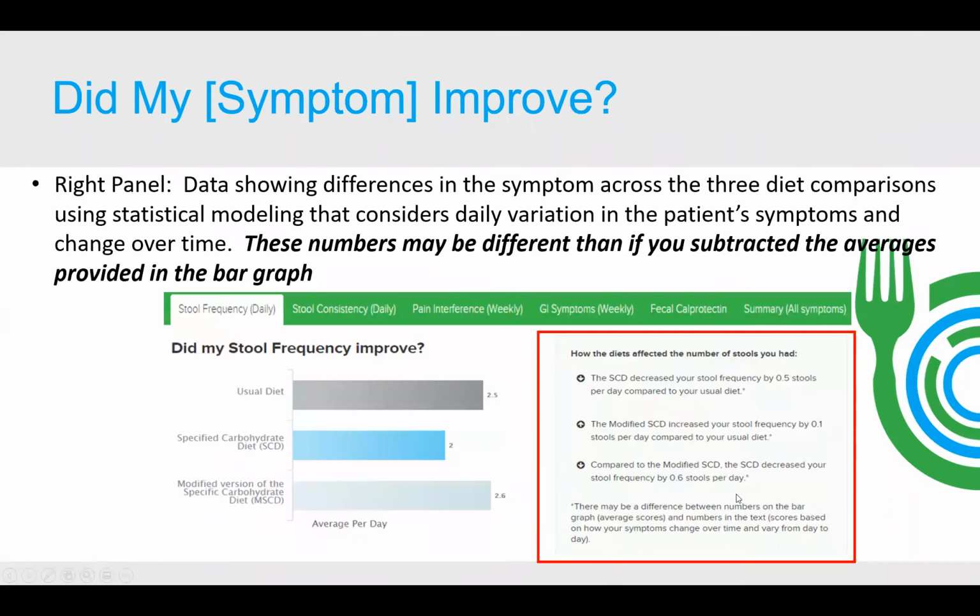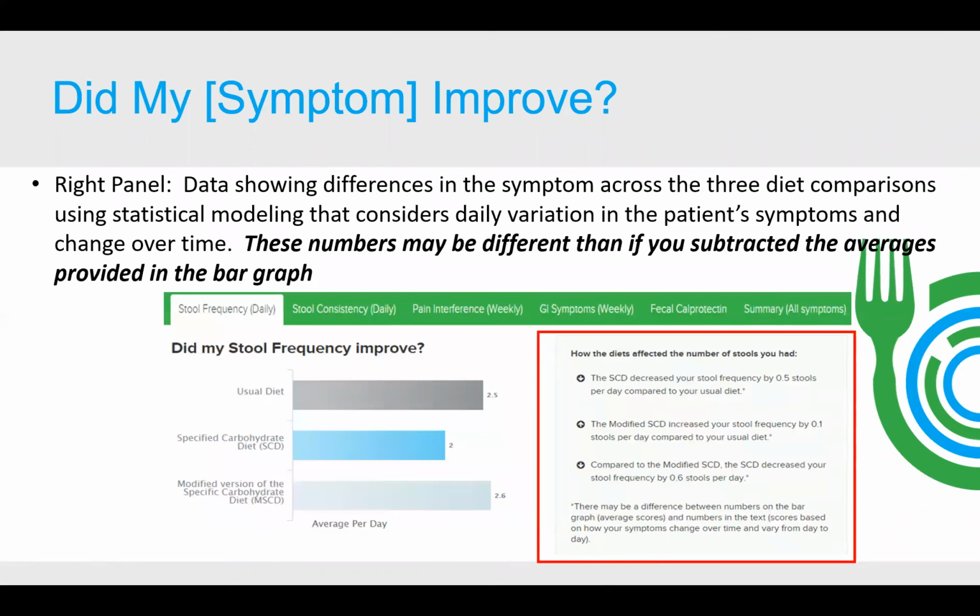The right panel is some text data that includes data showing differences in the symptoms across the 3 diet comparisons using statistical modeling that considers daily variation in the patient's symptoms and the change over time. So these numbers, just to make sure that you understand, can be different than if you just subtracted the averages that were provided in the bar graph.